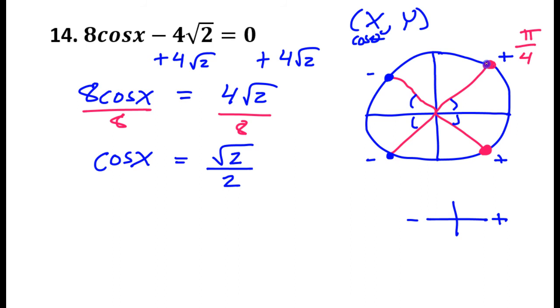What about this one? Well, this is 1 pi over 4, 2 pi over 4, 3 pi over 4, 4 pi over 4, 5 pi over 4, 6 pi over 4, 7 pi over 4. Sometimes I think backwards and I go, okay, all the way around, 2 pi is the same as 8 pi over 4, so back 1 would be 7 pi over 4. Anyway, so the answers are pi over 4 and 7 pi over 4.